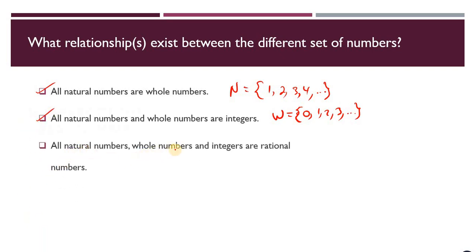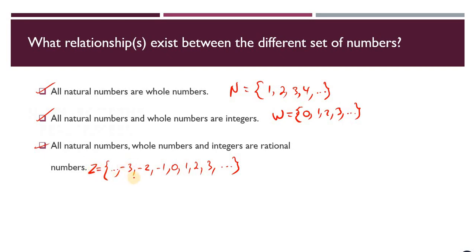All natural numbers, whole numbers, and integers are rational numbers. This is telling us that if we extend the whole numbers to include negative numbers, or negative whole numbers rather, then we will have what we call the set of integers.